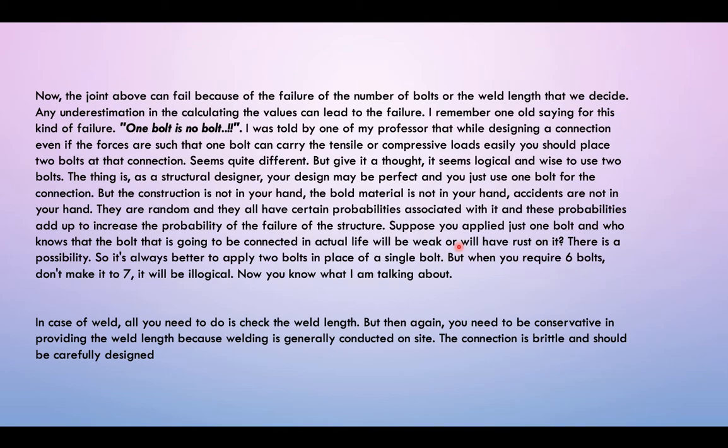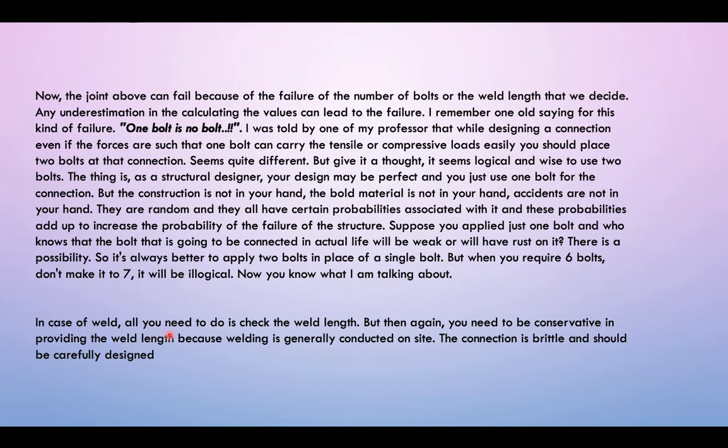But when you require six bolts, you need not make it seven. It is logical, and now I know what I am talking about. If one bolt is required, we should use two bolts, because a weak or rusted bolt may cause many problems, so we use two bolts in place of a single bolt.